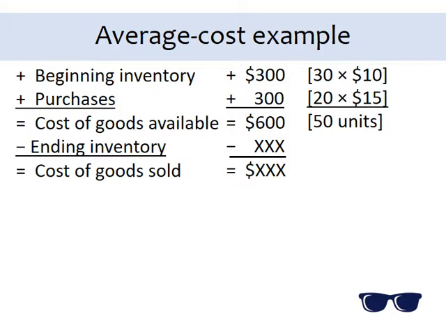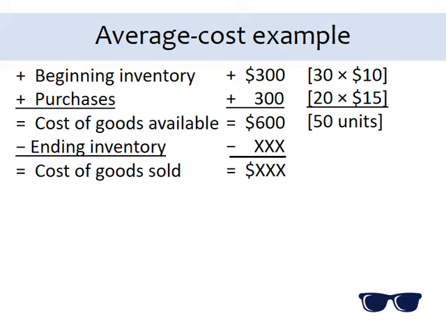Let's get into the calculations for our average cost example. Beginning inventory is $300 or 30 units times $10. We will add purchases. Purchases are $300, which was 20 units at $15 each. Once we add beginning inventory plus purchases, we get cost of goods available, which is $600. We also know that there were 50 units available, which was 30 units in beginning inventory plus 20 units purchased.